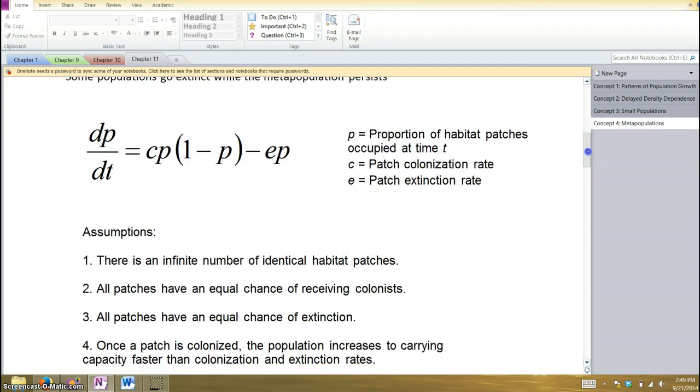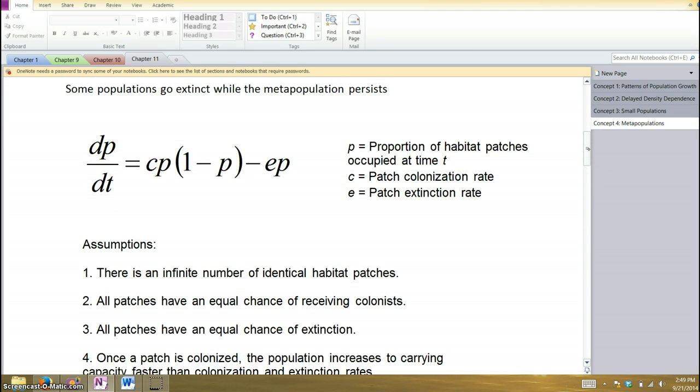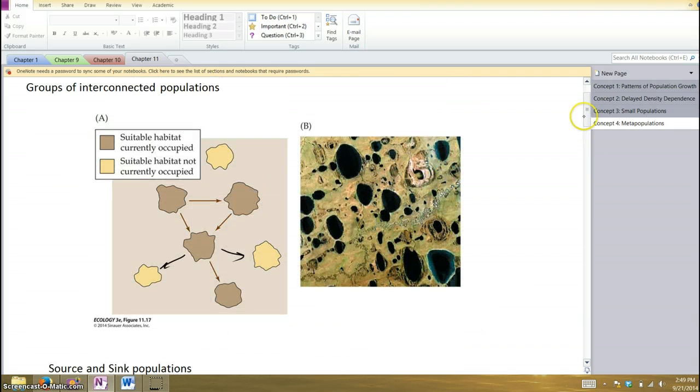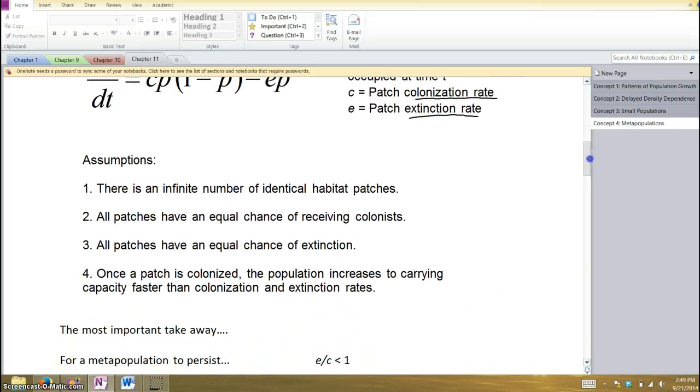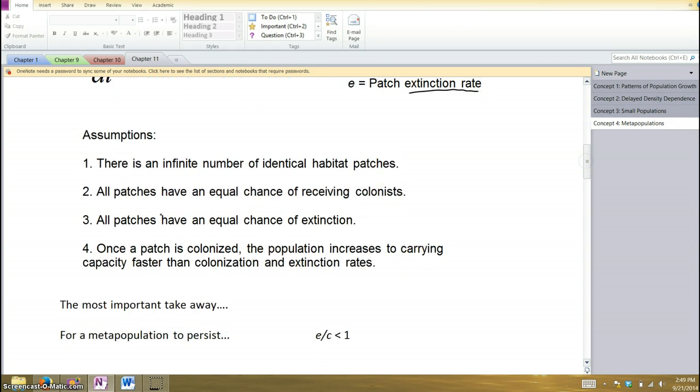So here's an equation that looks at that, and it asks, what is the change in the proportion of habitats that are occupied at some particular point in time? Well, it's a function of the colonization rate, that is, the rate at which individuals are moving from one patch or one population to another, and the extinction rate. How quickly are these little subpopulations going extinct? As with any kind of mathematical model, there are always certain assumptions involved that you can take a look at here.